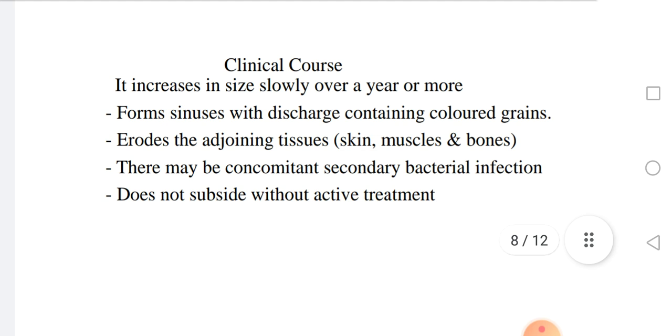The clinical course of the disease: the mycetoma starts as a small pellet, a subcutaneous swelling. It increases in size slowly over a year or more. So it takes a long time to manifest clinically. It forms sinuses on this swelling, and the sinuses discharge. The discharge contains colored grains according to the causative agent.